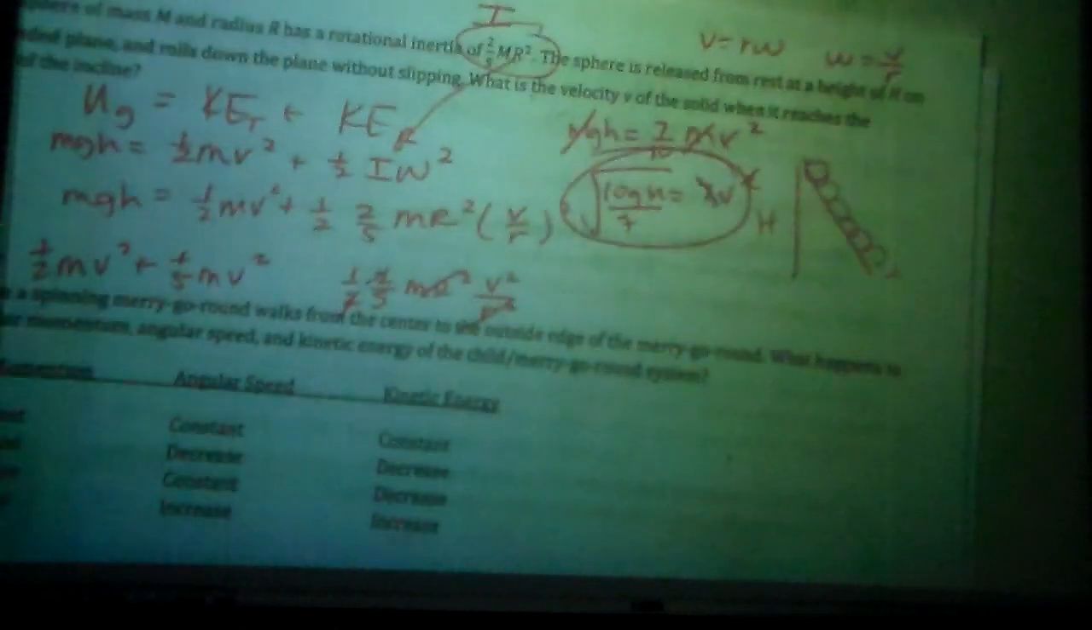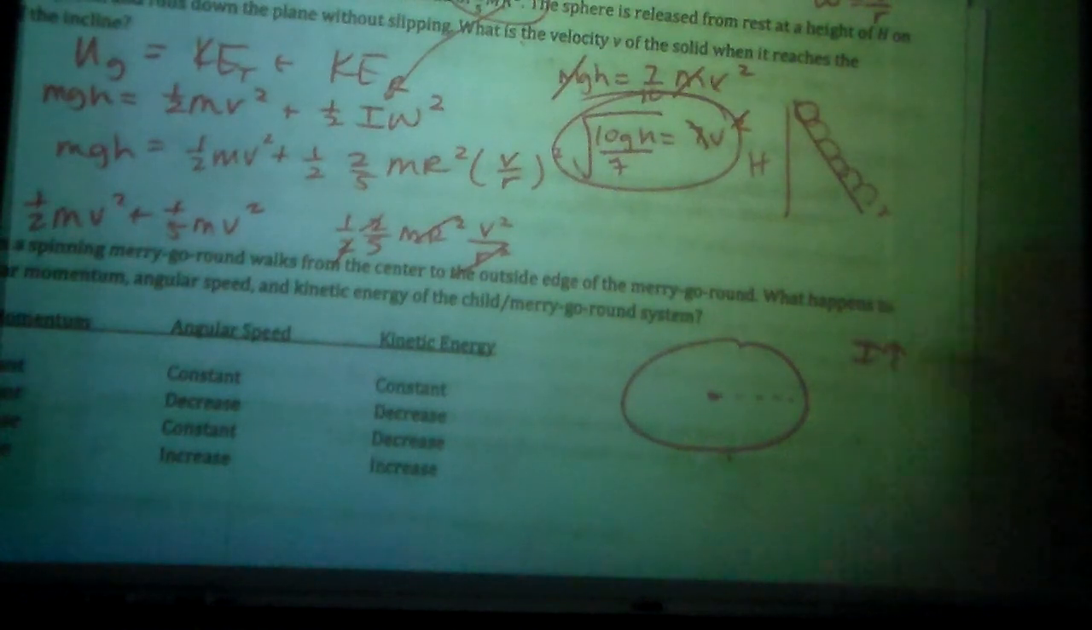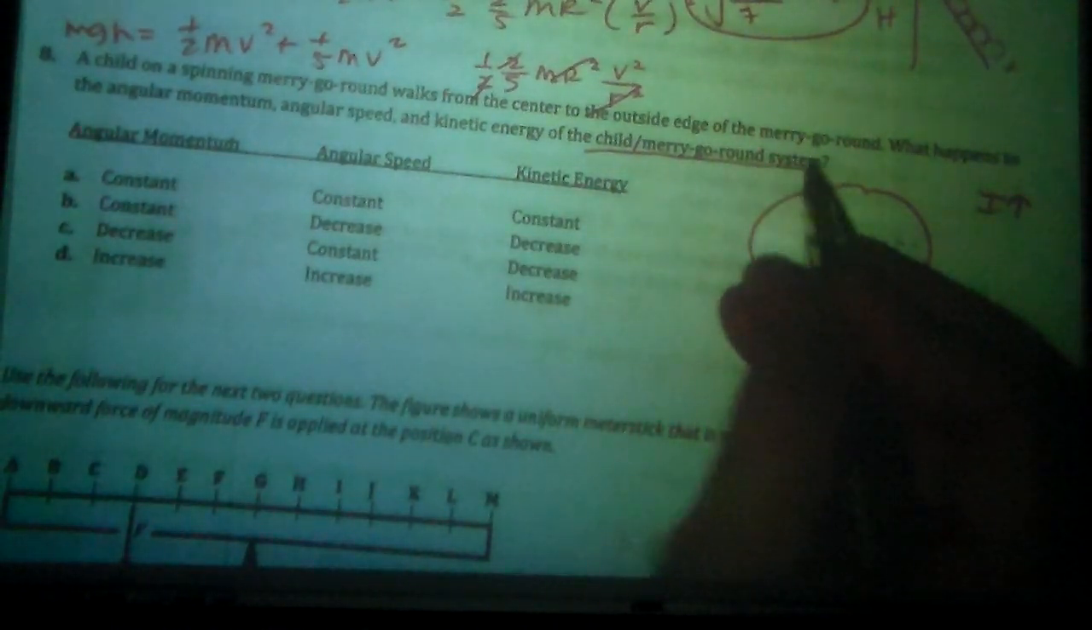Child on a spinning merry-go-round walks from the center to the outside. What happens to each of these things? So in the center, I walk out, so I'm increasing the rotational inertia. Angular momentum is going to stay, we're talking about the child and merry-go-round system, so that's going to be the total, so that's going to stay the exact same. Now if it was just the merry-go-round, yeah, that might change, just the child might change, but the whole together, there's no outside torque, so it wouldn't change.